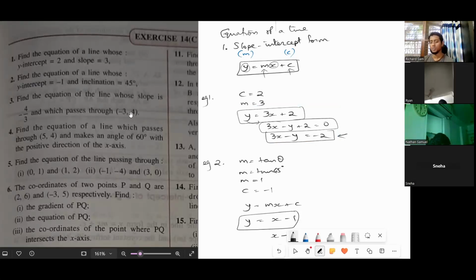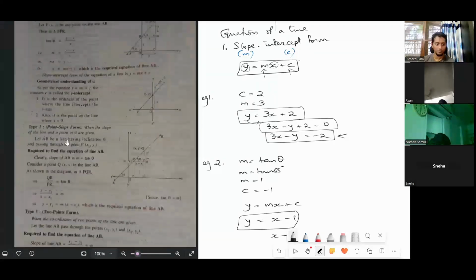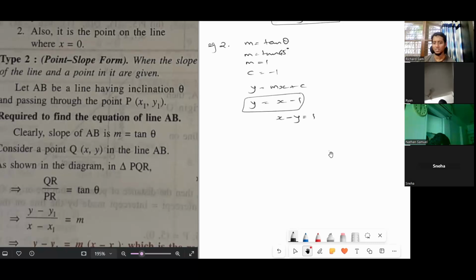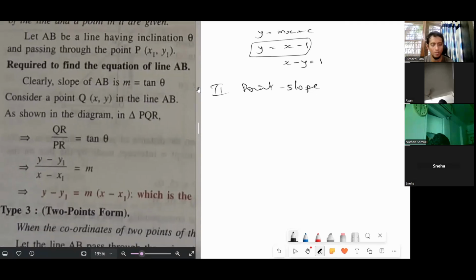Yeah, they gave a point. So for that, there's another formula. The formula is called point slope form. See what this is? Slope intercept. The next formula is called point slope. So point slope means if they give the point and slope. So this is the formula here.